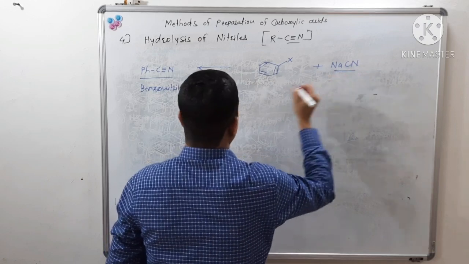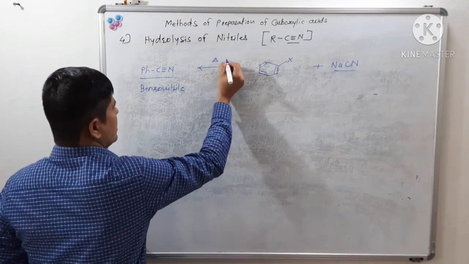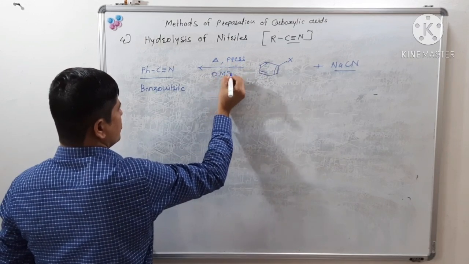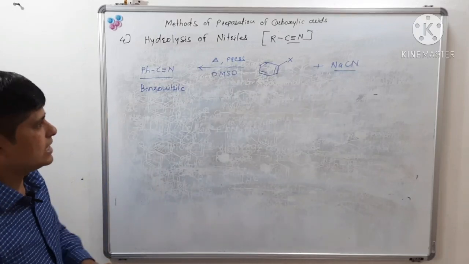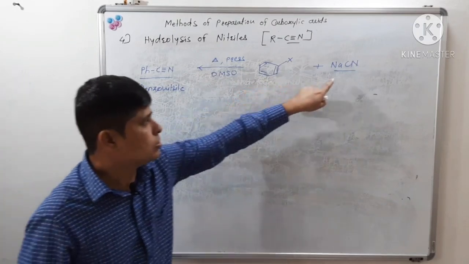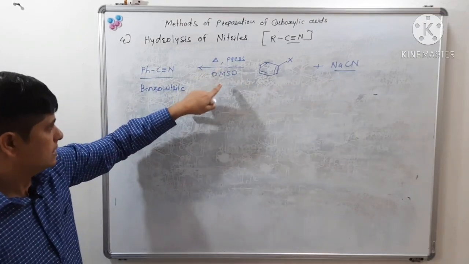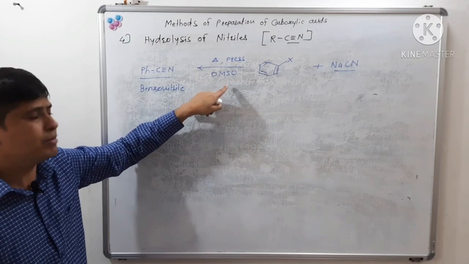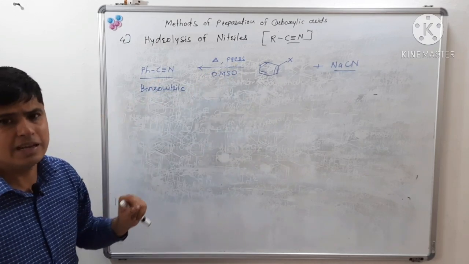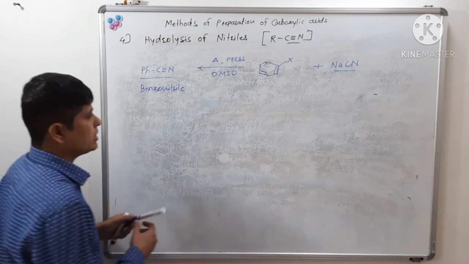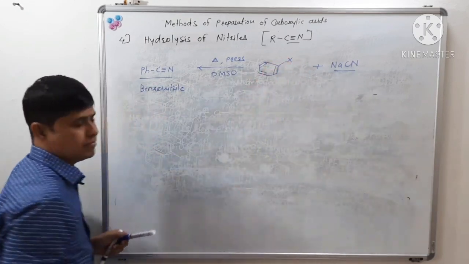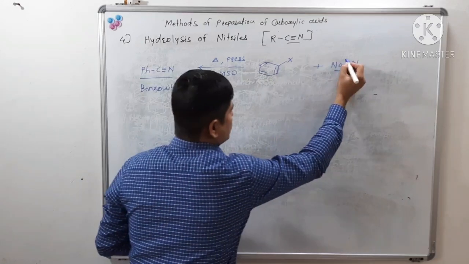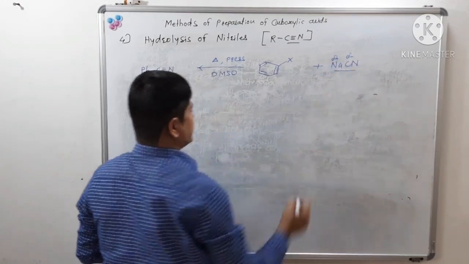With what? Sodium cyanide at higher temperature and some pressure, and in a solvent like DMSO or DMF. So a reaction of halobenzene with sodium cyanide or potassium cyanide in the presence of heating, pressure, in DMSO, that is dimethyl sulfoxide solvent, to get what? We will get benzonitrile. There will be replacement of this halide atom X by the cyanide nucleophile, CN minus nucleophile. You know this is delta minus and this is delta plus.